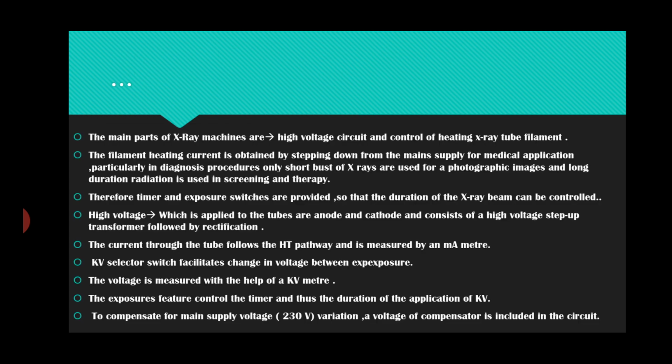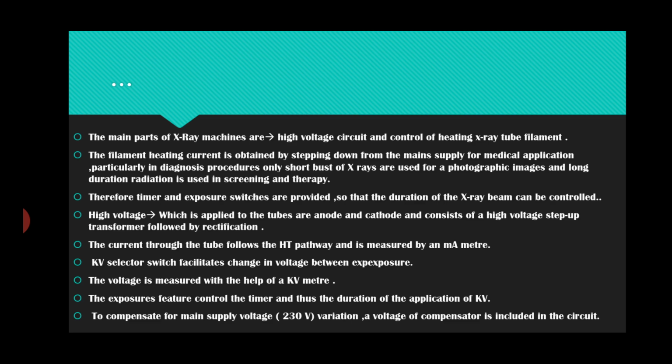The main parts of an X-ray machine are a high voltage circuit and a control of the heating of the X-ray tube filament. The filament heating current is obtained by stepping down from the mains supply. For medical applications, particularly in diagnosis procedures, only short bursts of X-rays are used for photographic images, and long duration radiation is used in screening and therapy. Therefore, a timer and exposure switches are provided so that the duration of the X-ray beam can be controlled.